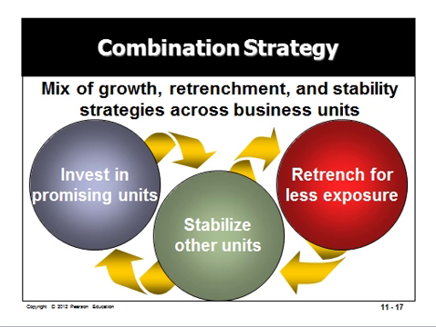The last corporate strategy is a combination strategy, which mixes growth, retrenchment, and stability strategies across a corporation's business units. This approach is common because rarely do international corporations follow identical strategies in each business unit.